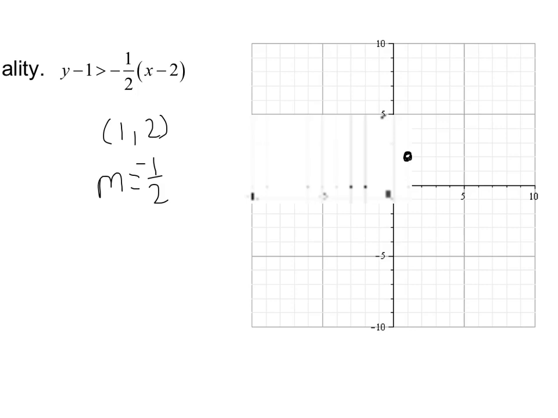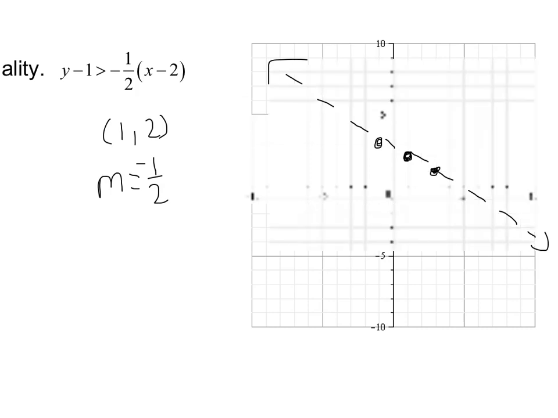So then at this point we graph the slope now, so you go down 1, right 2, or up 1, left 2. Okay? And it's not or equal to, so it's just a dashed line. Okay. So remember, we got to pick a point not on the line. So again, 0, 0 is easy to pick.